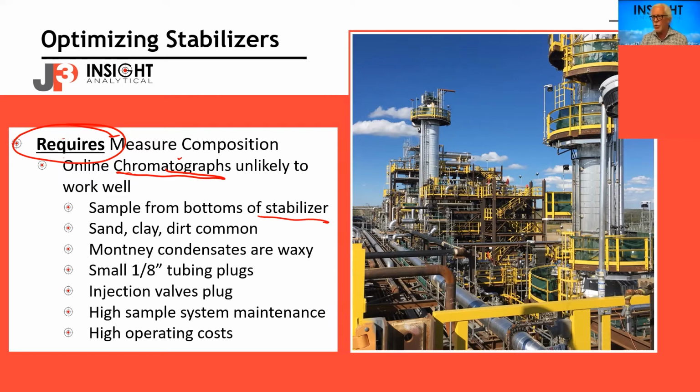So if there's any kind of a cool spot anywhere, they start to wax up. Now we take that and try to put it into a chromatograph or the sample system for a chromatograph that has 1/8-inch tubing and tiny little injection valves. What we have is a system that ends up plugging off all the time. If it's not going to plug off, we have to have very large filters that can handle all of this particulate matter, so we're changing filters all the time. That results in high sample system maintenance costs and high operating costs. And we're going to talk about the kind of numbers we're talking about for operating in a couple of slides.